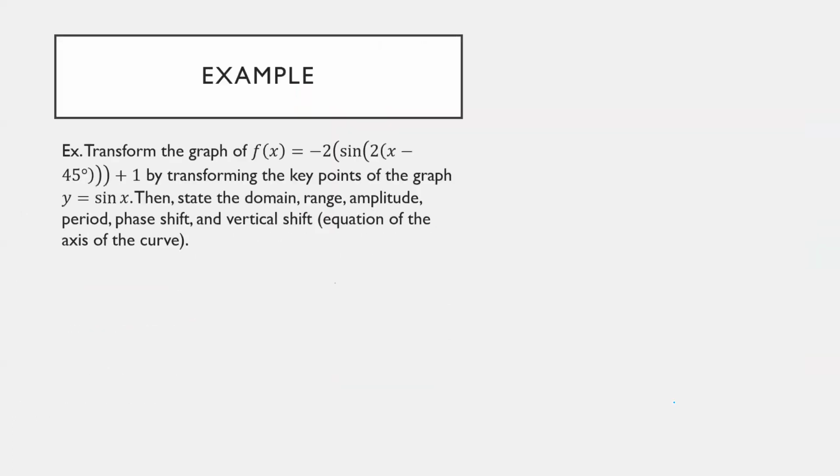So let's look at an example here. If I asked you to transform this function, -2 times sine of 2x minus 45 degrees plus 1, how would I do this? So I want to first transform the key points, as I mentioned here. And then, of course, when you're done, I have a couple of follow-up questions. What's the domain? What's the range? What's the amplitude? What's the period? What's the phase shift? And what's the vertical shift, which is the equation of the axis of the curve. So a lot of questions on there, but let's take it step by step.